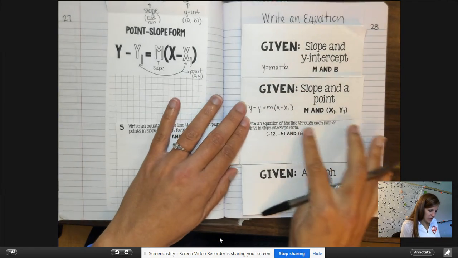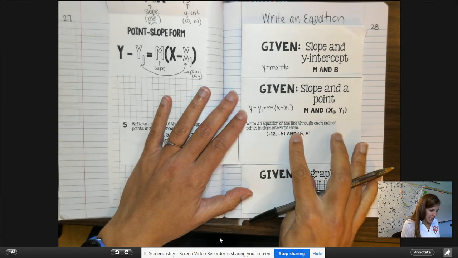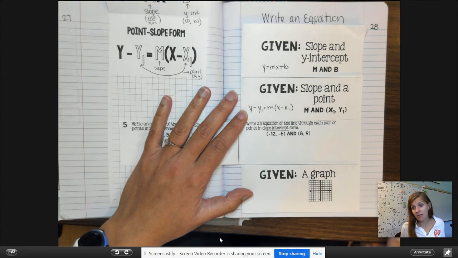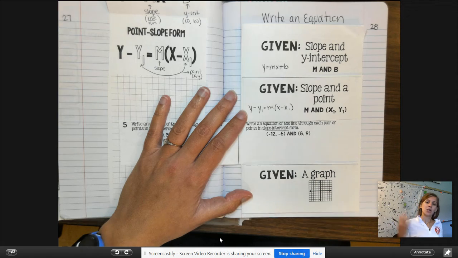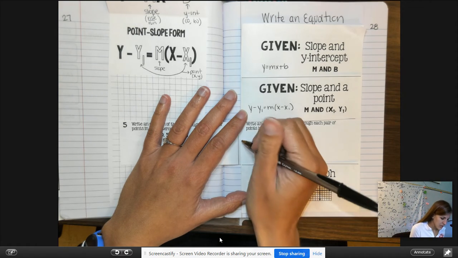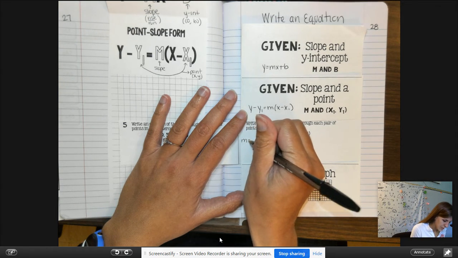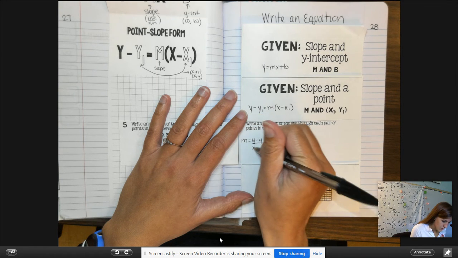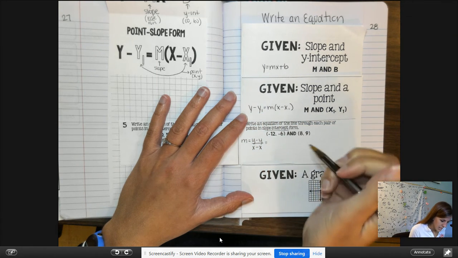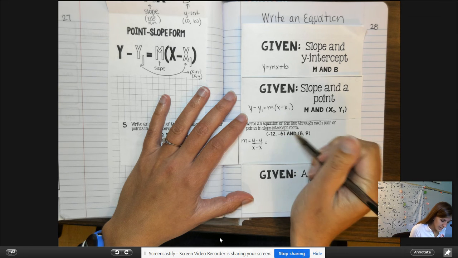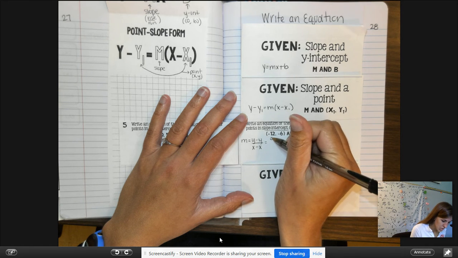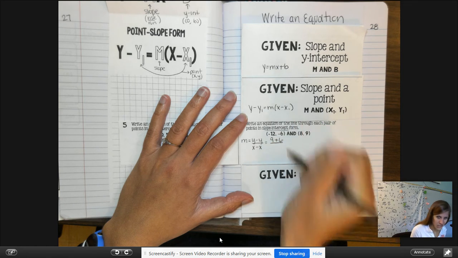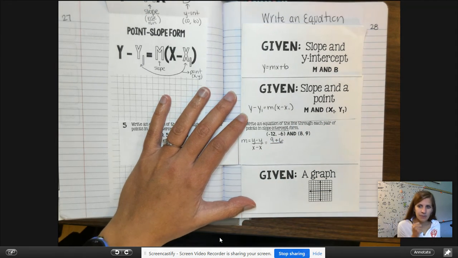So, write an equation of the line through each pair of points in slope-intercept form. So they do want me to do it in slope-intercept form, but I don't have to go straight to that form. So I'm going to show you how I would do this. First of all, always got to find the slope. So we're going to do y minus y over x minus x. So I could do negative 6 minus 9, but I think it's actually smarter to go the other direction, 9 minus negative 6, because the double negatives will make it a plus.